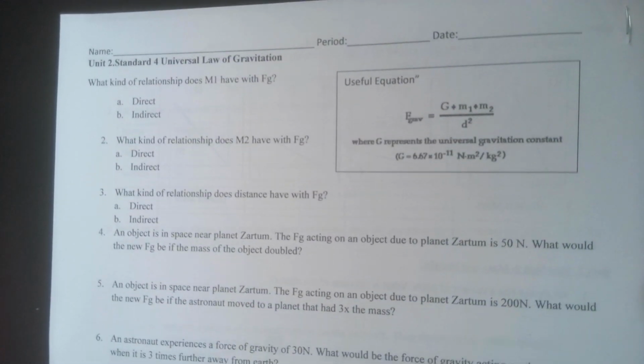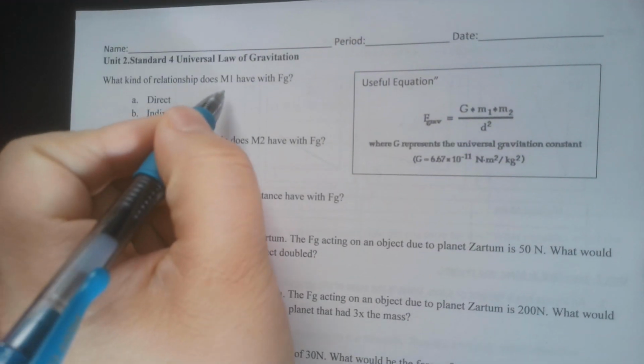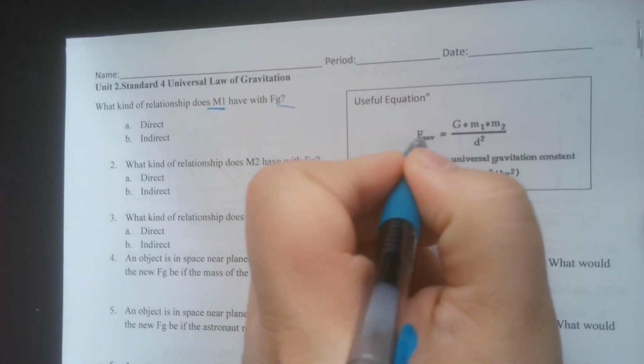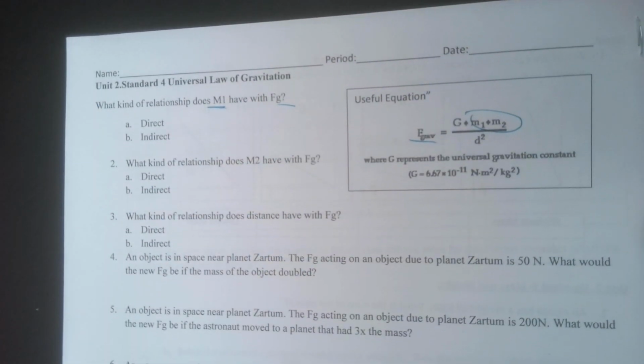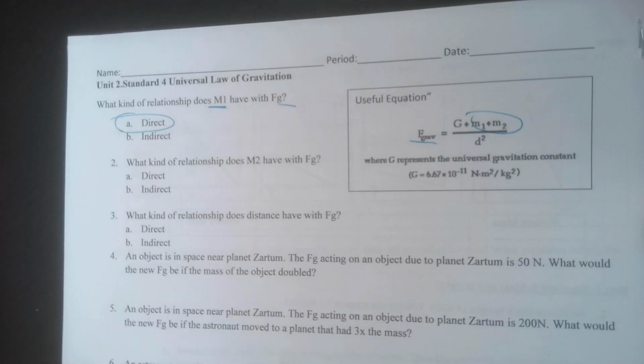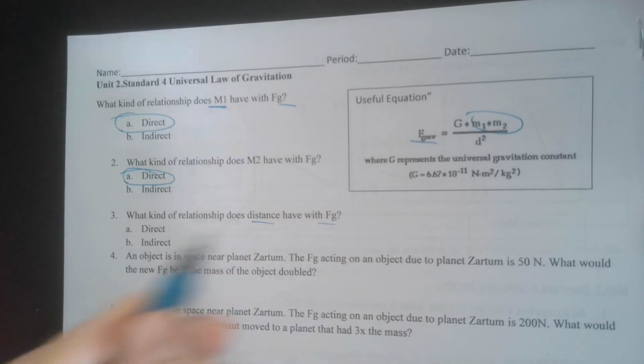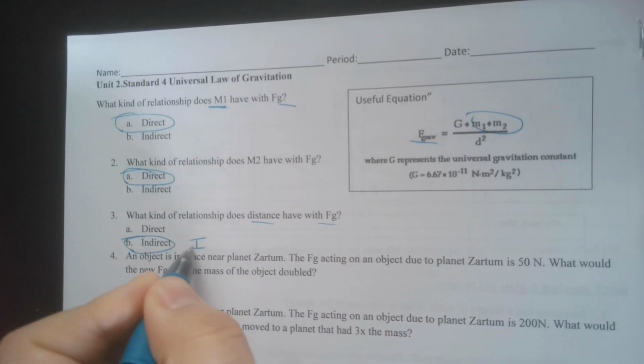Alright, moving on to the back. So what kind of relationship is between mass and Fg? That is a direct relationship. And then between M2 is a direct, between distance, and we're going to call this the inverse square.